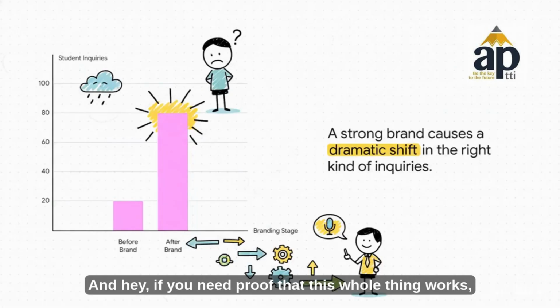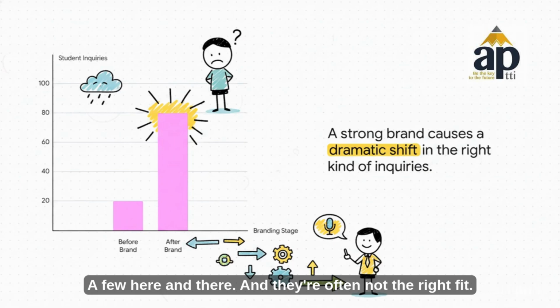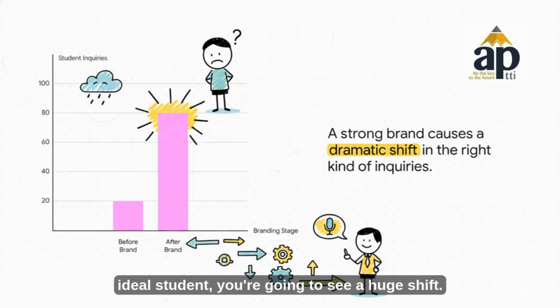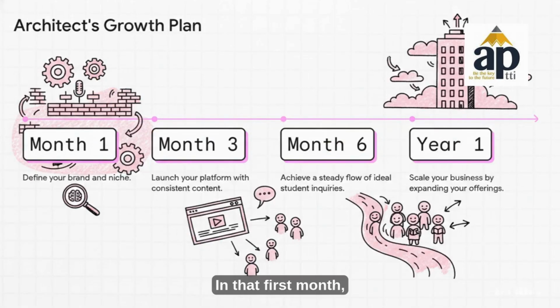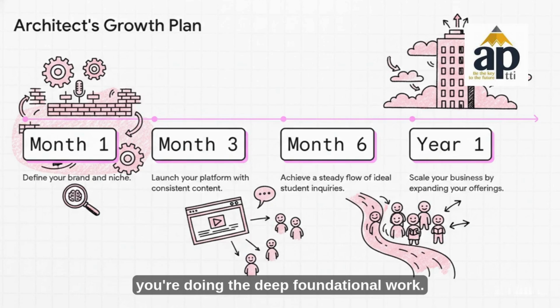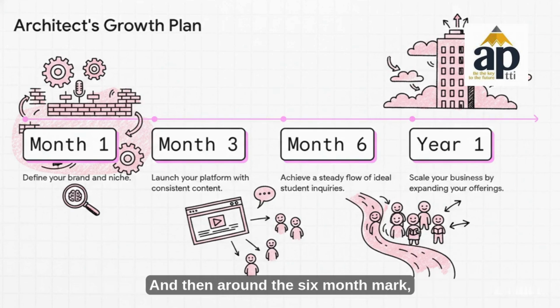And hey, if you need proof that this whole thing works, just look at this. Before you have a clear brand, inquiries are kind of random, a few here and there, and they're often not the right fit. But once you build a brand that speaks directly to your ideal student, you're going to see a huge shift. The right people will start finding you. Now, this isn't an overnight fix, okay? It's a project. In that first month, you're doing the deep foundational work. By month 3, you'll be out there actively building your online presence. And then around the 6-month mark, you should really start to see the rewards, a steady stream of the right kind of students.